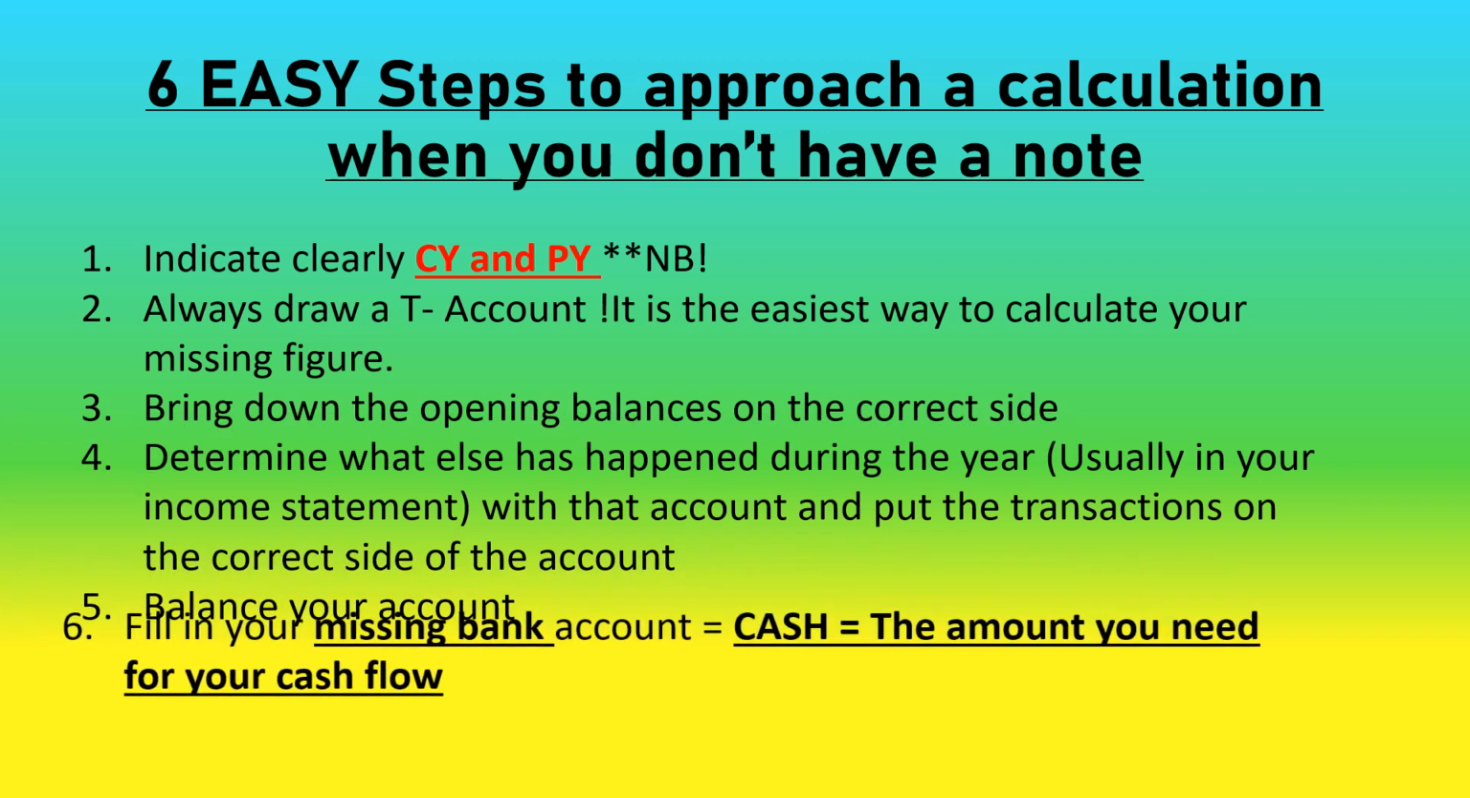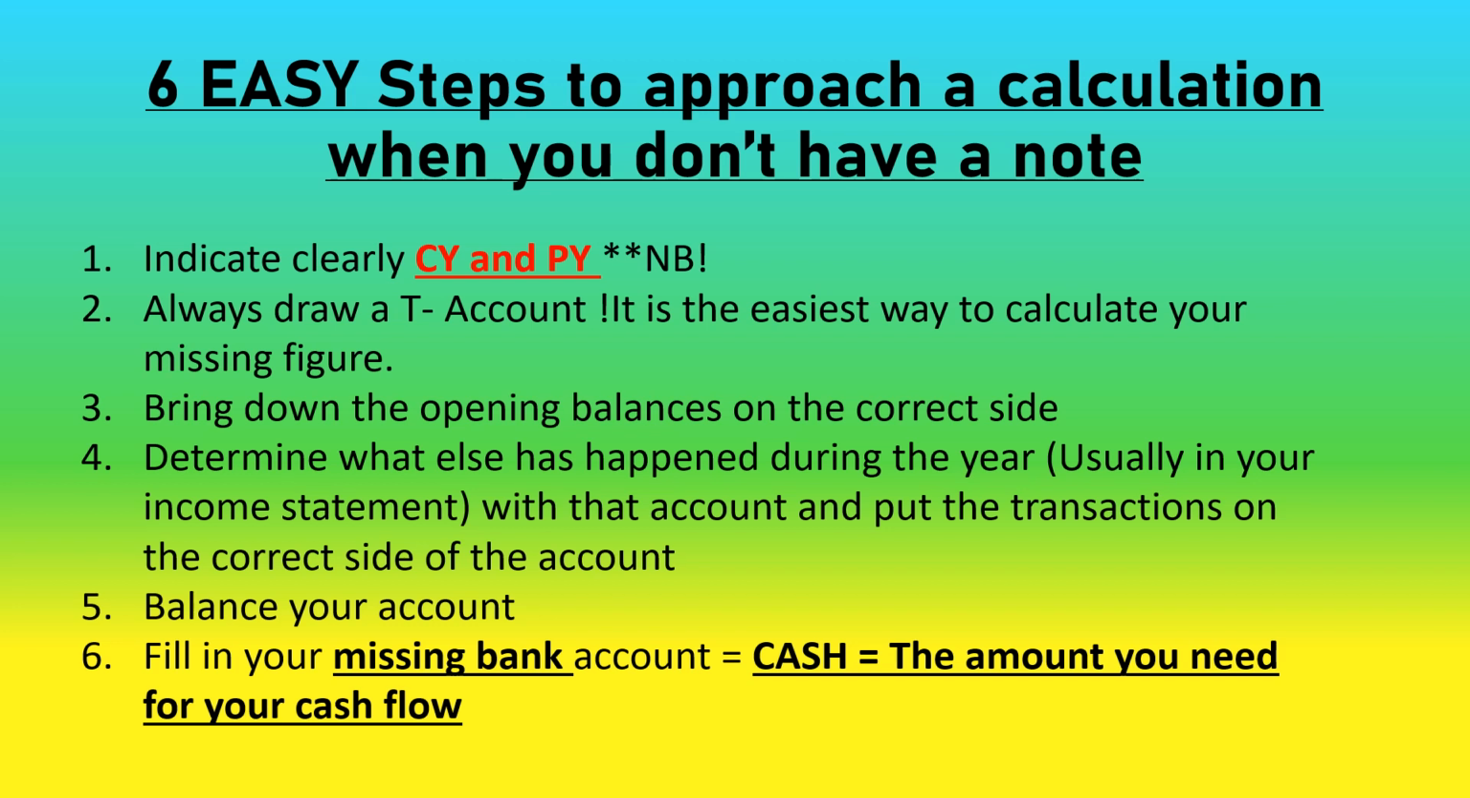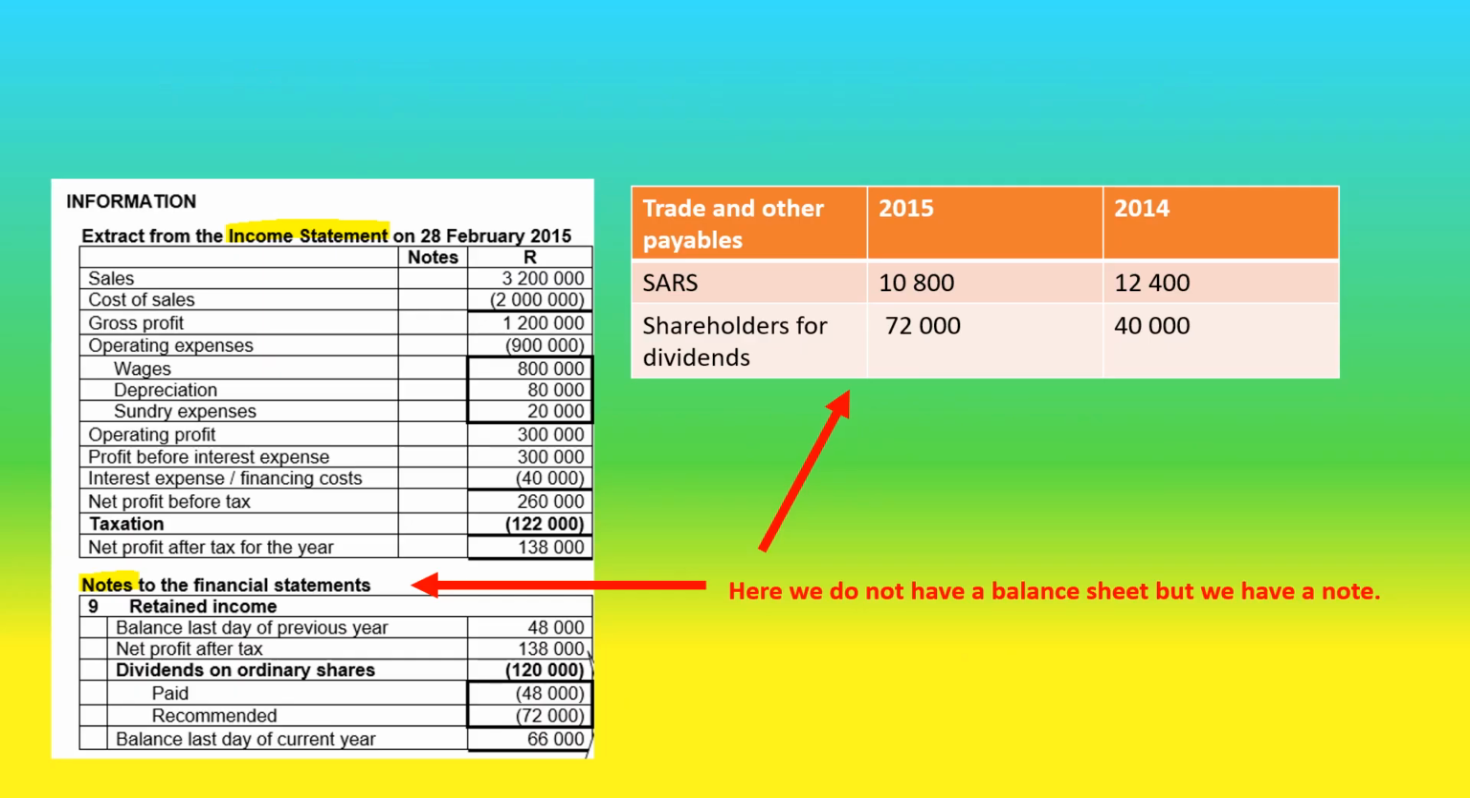Number 6, find your missing bank account number. Your bank will be your cash amount, which is the amount that you require for your cash flow. Remember, we are doing notes to the cash flow, which means we have to keep our mind in the cash flow perspective. So you've got to consciously be aware that you'll need to look for the cash amount, unlike doing your other financial statement notes.